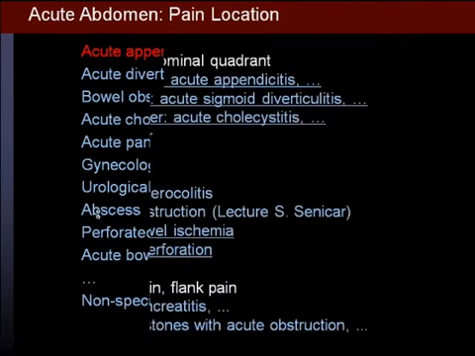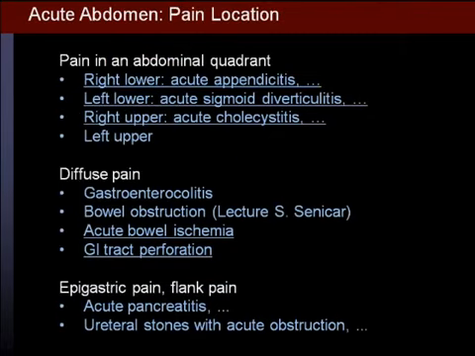Now, a common clinical view how to choose an imaging method for a pain. People are looking at the pain location. And the most common cause of pain in an abdominal quadrant in the right lower is acute appendicitis, in the left lower is acute sigmoid diverticulitis, in the right upper quadrant, acute cholecystitis, and in the left upper quadrant we have relatively infrequent causes of an acute abdomen.